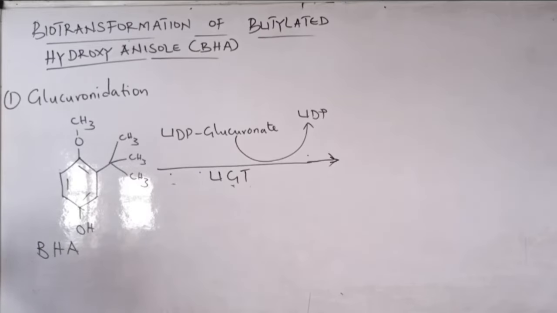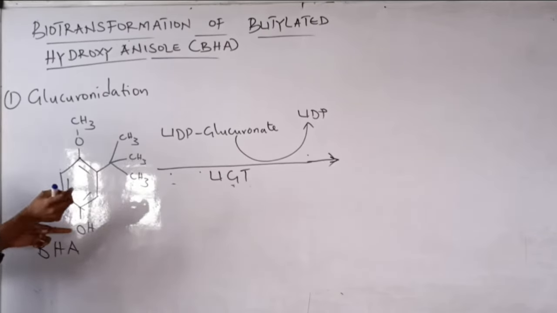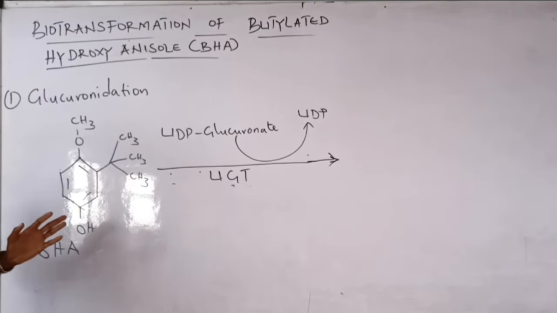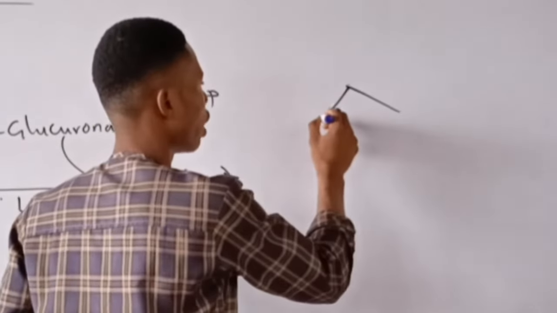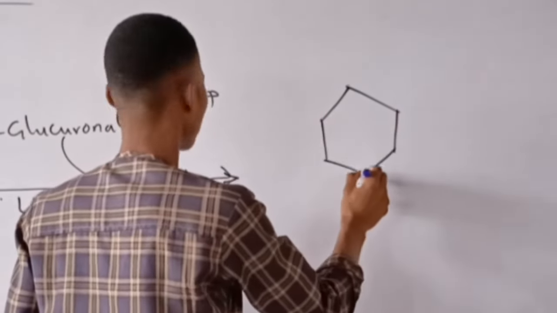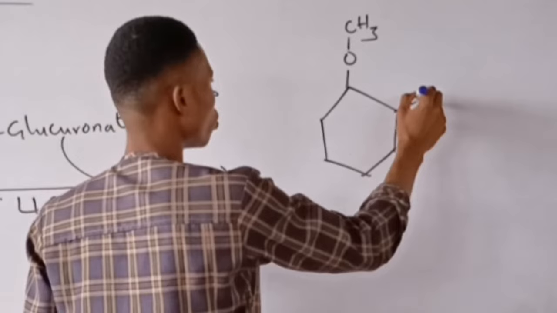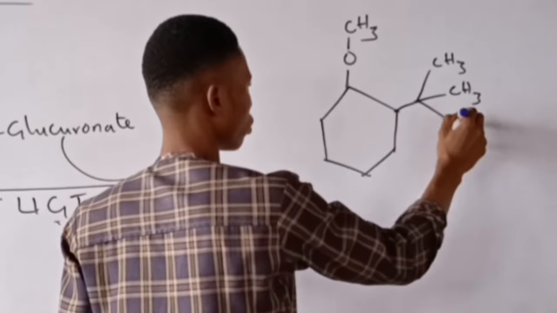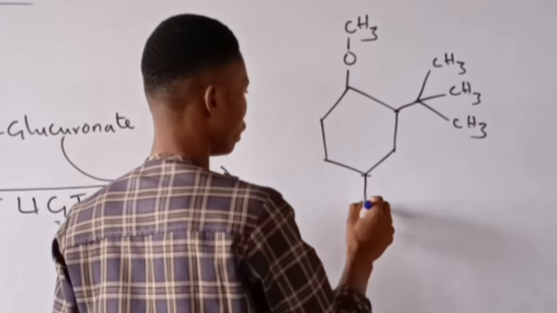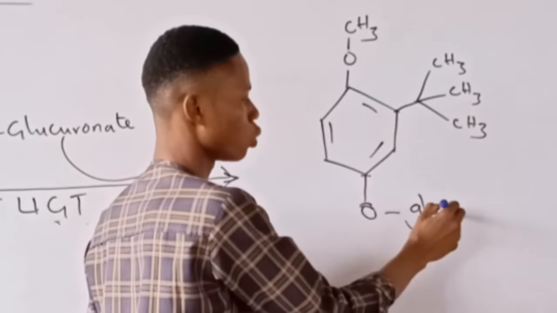Now, if that is the case, remember what we are doing is we are attaching what? Glucuronate, right? Where will the glucuronate attach? Is it here or here? OH, right? So glucuronate can be attached here. We just remove the hydrogen and attach your glucuronate. Is that understood? So at this point, you can have something like this. This is my anisole, this is my butylated anisole, and here, instead of OH, I put my what? Glucuronide.